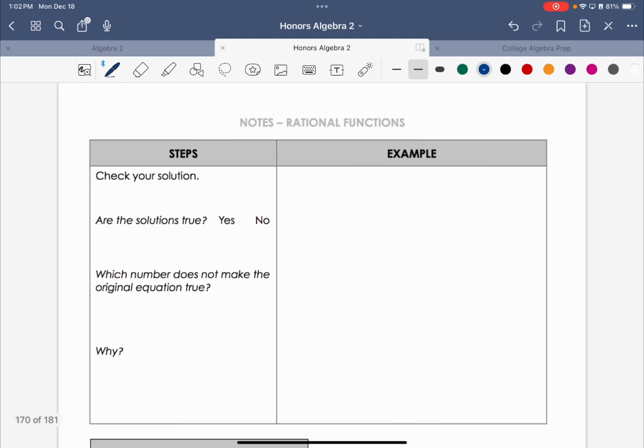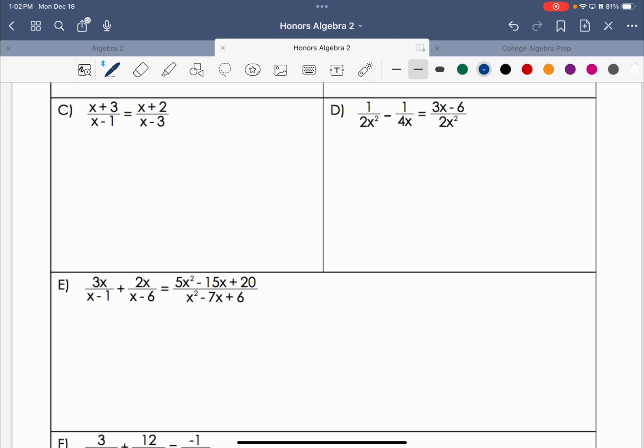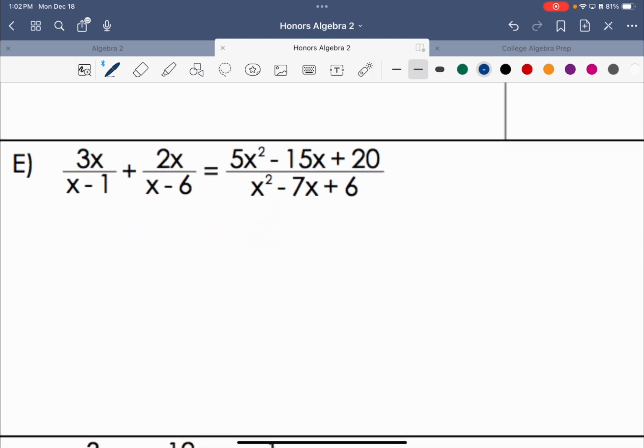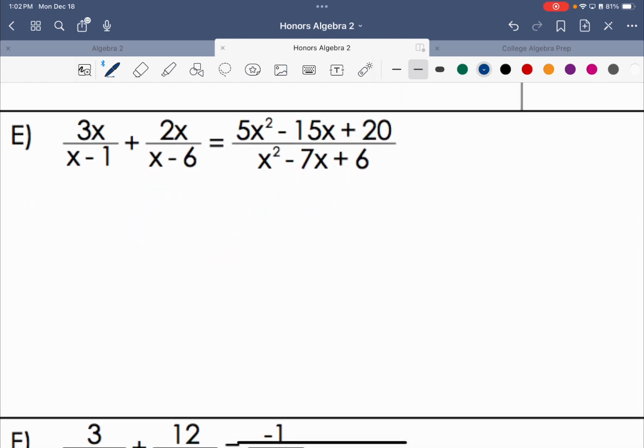All right, let's look at one more. Actually, you're going to look at two more. Maybe it's one more. We'll see how we do. Go ahead, give that a shot.